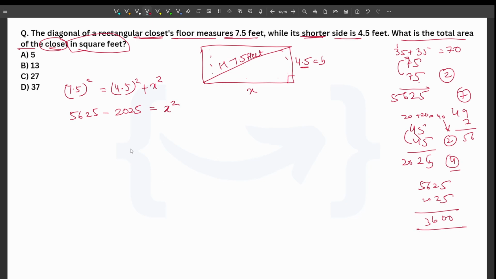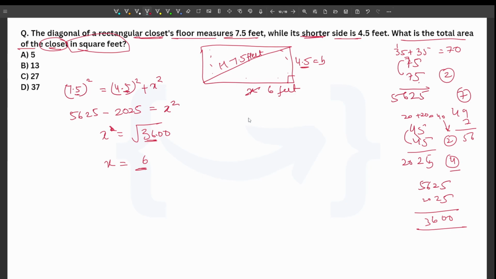It would be 3600. So x square would be 3600, isn't it? If it is 3600, are we missing something? Yes, 1 point here, 1 point here, it will become 2 decimals. So it will be 36. So root under 36, what will it be? It will be 6, isn't it? So your x value will be 6. Now it will become 6 feet because everything has been in feet.